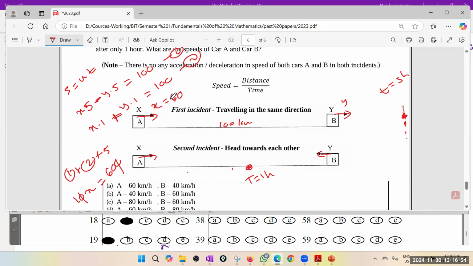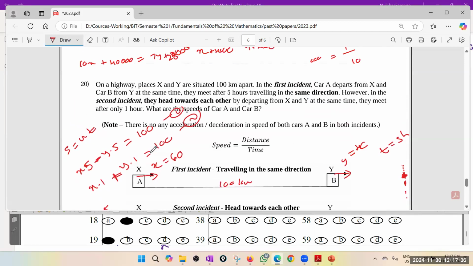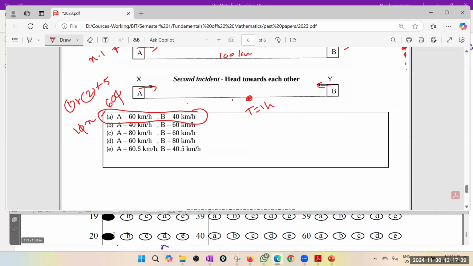What is the question? What are the speeds of car A and car B? Yes, now I have found the speed of x, 60. Now I can find y because x is 60 means y is 40, because x plus y is 100. So y must be 40. Of course, first time it's going this way, second time it's coming towards, okay? So it's 60 and 40. So answer is A. I assume that in both the cases, it's going at the same speed. Of course, otherwise I can't do it. Right, answer is A. Okay, so let's double check the answer. Yes, answer is A.